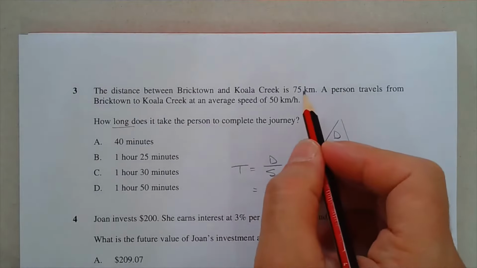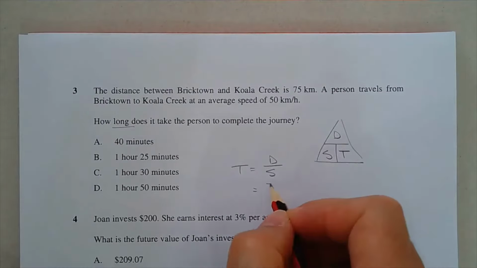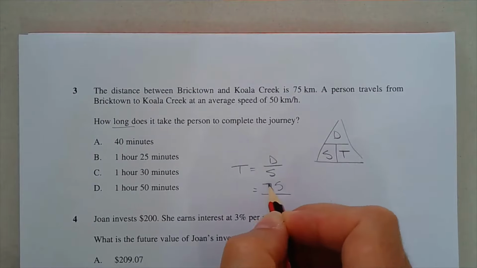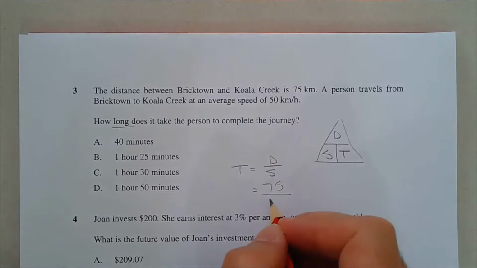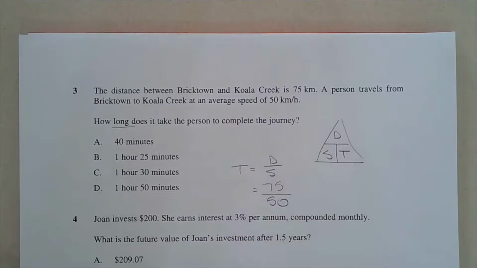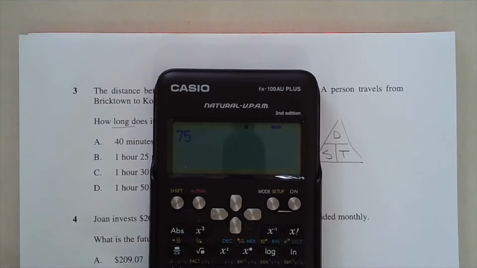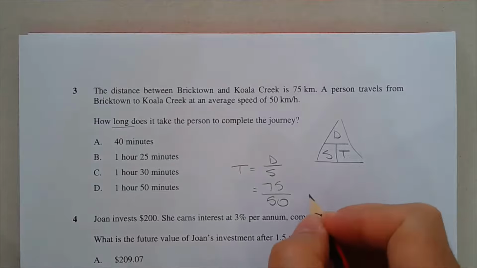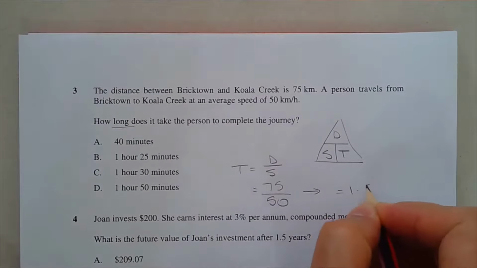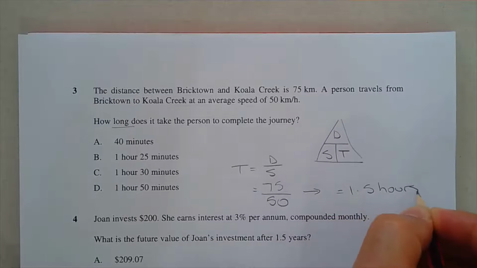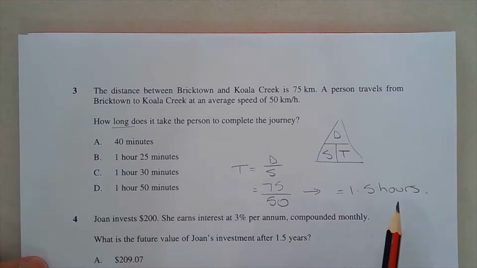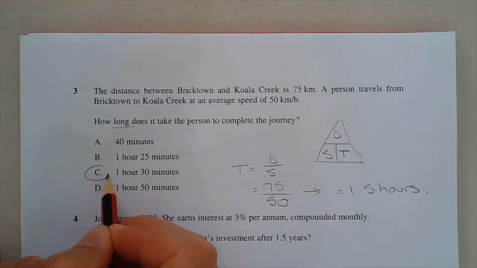Now the distance is 75 kilometers over a speed of 50 kilometers per hour. So 75 divided by 50 and we get 1.5. And 1.5 hours means 1 hour and 30 minutes. So it's going to be option C.